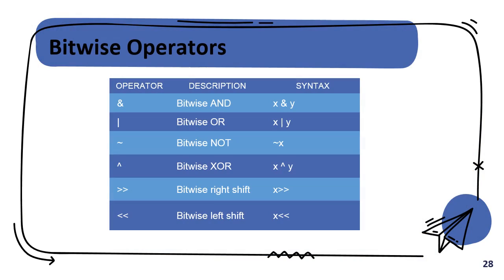These are the basic bitwise operators. The ampersand symbol is used to denote bitwise and. The second one is designated for bitwise or, and the tilde symbol is used for bitwise not. The caret symbol is used for bitwise XOR. The double greater than symbol is used for bitwise right shift, shifting bits to the right. Then bitwise left shift is used to shift bits to the left side.